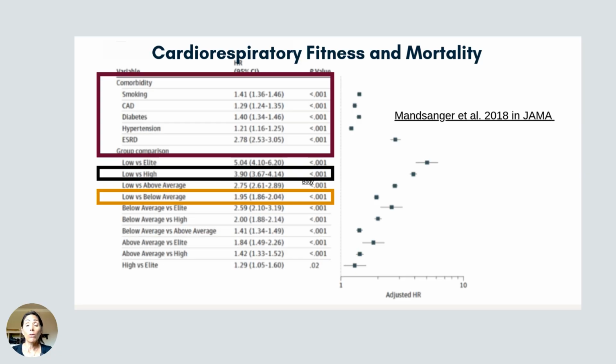The good news was, and the other way to look at this data is that if you had a low fitness level compared to those who were below average, so just the category up, the hazard ratio for death was almost 2. So what that would imply is that by moving from a low fitness category to just below average, you could halve your risk of death, or reduce it by 2-fold in effect. So this is something you have control over, and it has a massive impact.